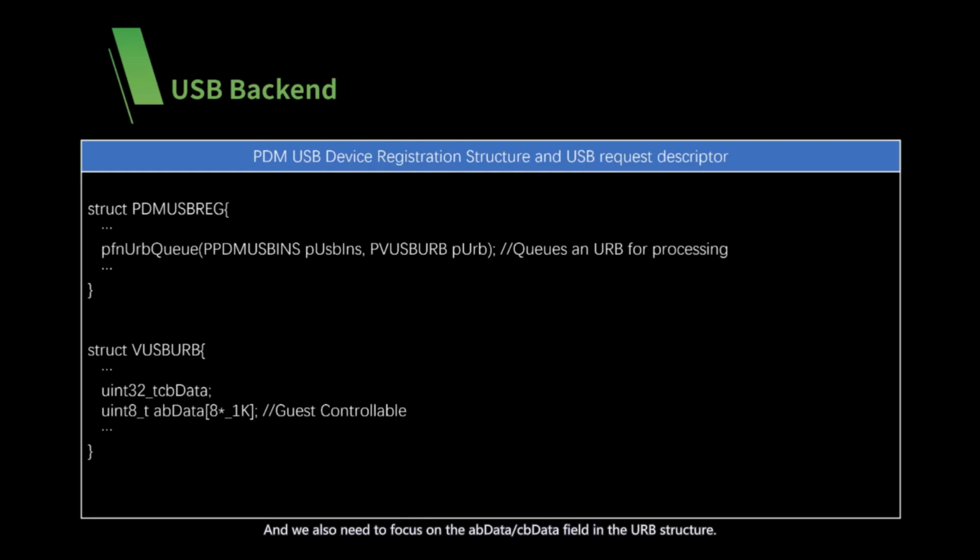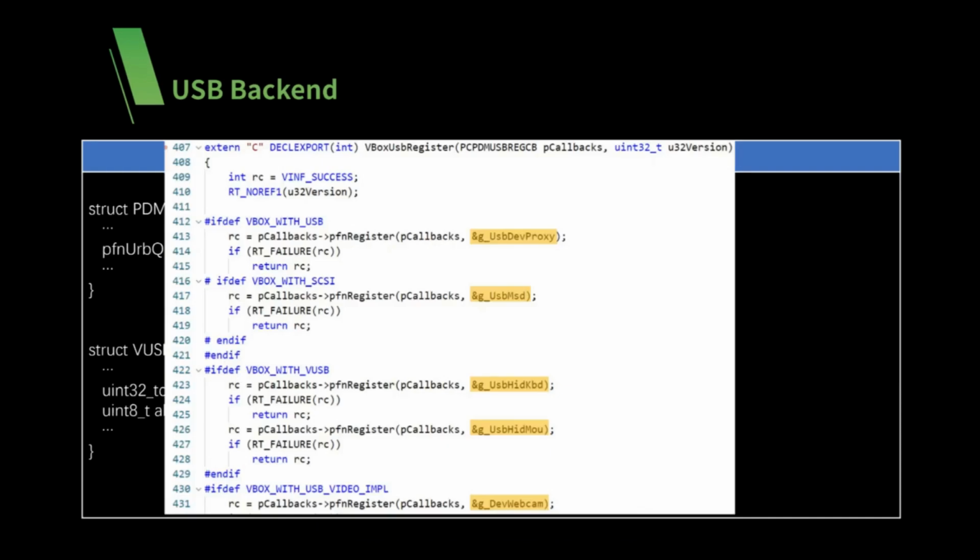And we also need to focus on the abData and the cbData fields in the URB structure. The abData field is the USB data buffer, and the cbData field is the length of the USB data buffer. They all are affected by the guest.